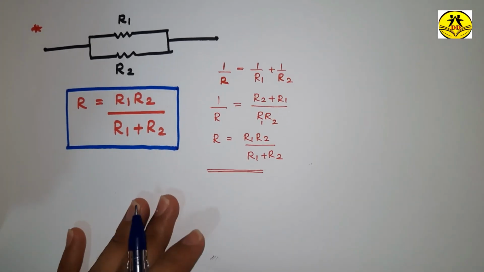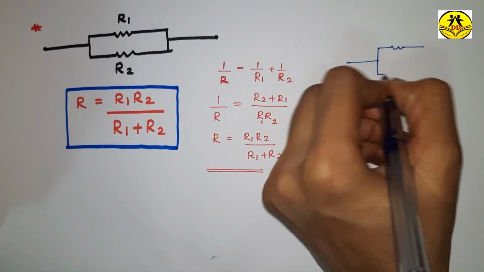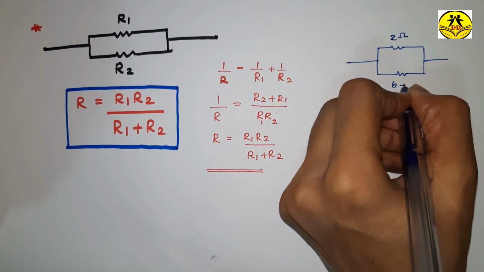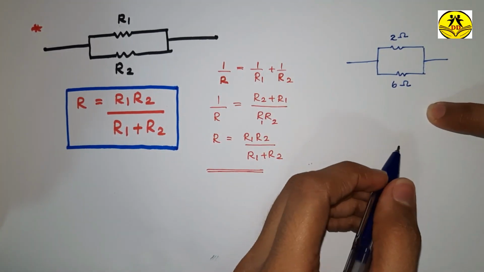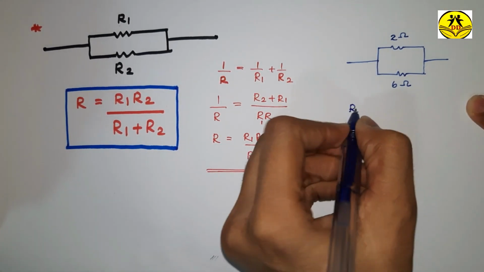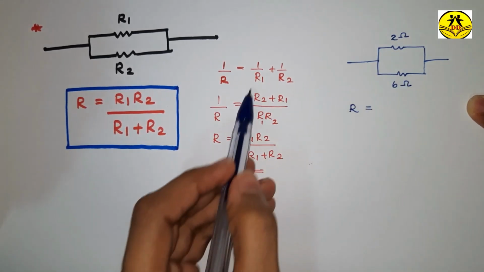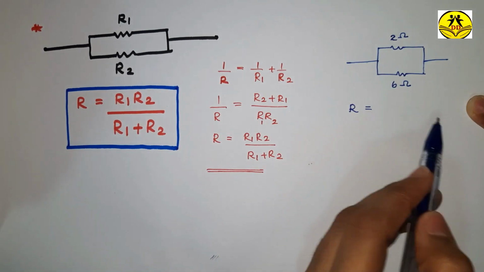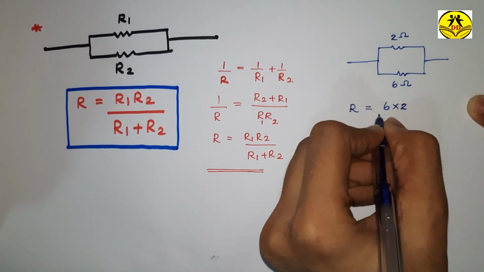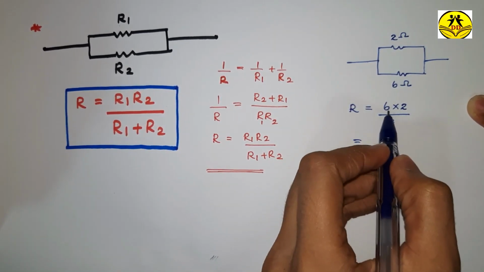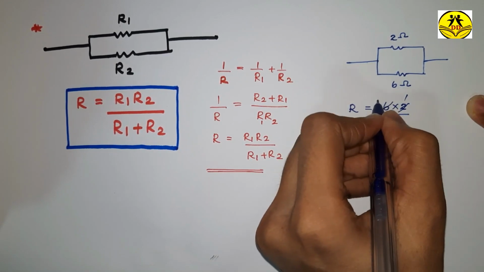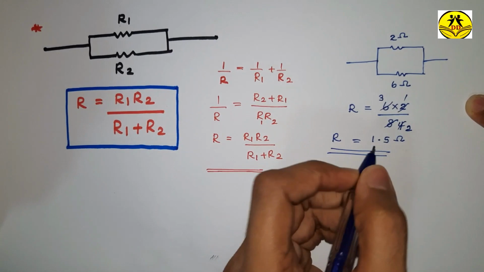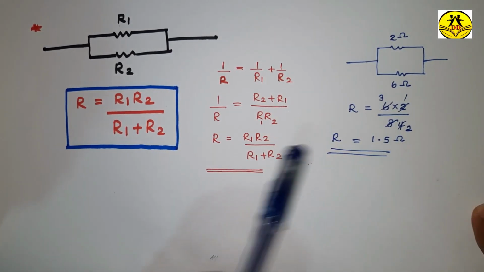Now consider two resistors. I'll do this with values. This is 2 ohms and this is 6 ohms. If you are asked to find the equivalent resistance of this, if you take the equivalent resistance as R, you can find it straight away without doing all this using this final result. What's that? Product of these two divided by the sum of these two. So 6 times 2 over 6 plus 2, 8. So what's the answer? 12 over 8, 3 over 2, 1.5 ohm. You see? You can get the answer easily. So you have to remember this short way.